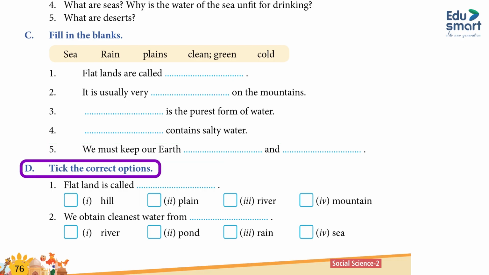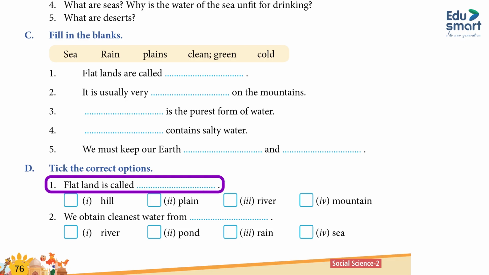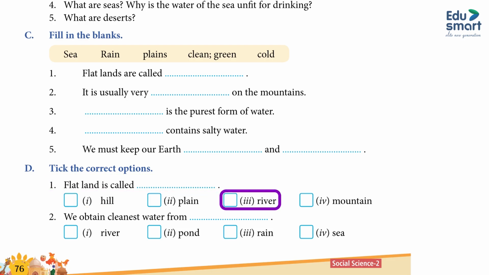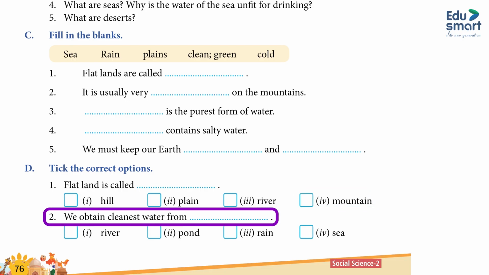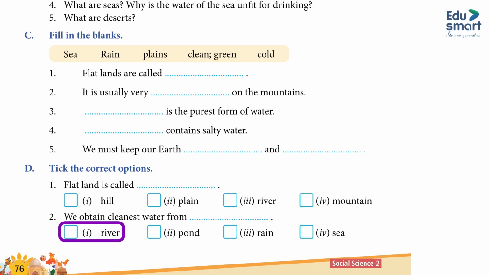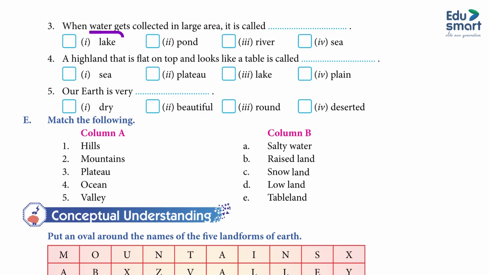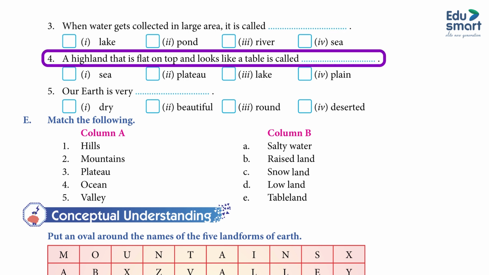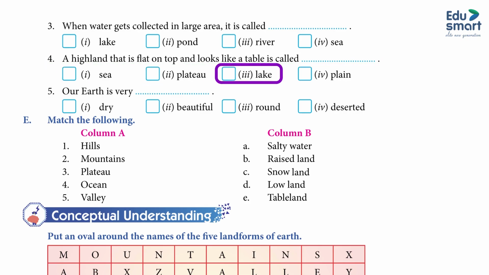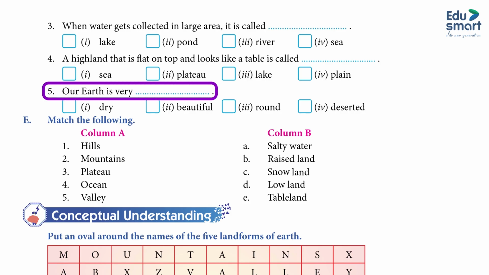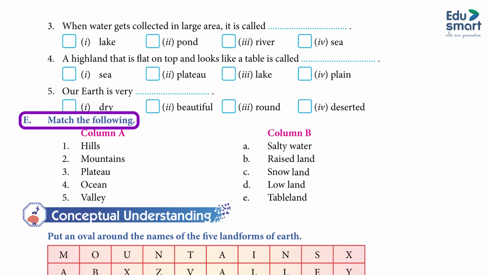D. Tick the correct options. 1. Flat land is called dash. Hill, plain, river, mountain. 2. We obtain cleanest water from dash. River, pond, rain, sea. 3. When the water gets collected in a large area, it is called dash. Lake, pond, river, sea. 4. A highland that is flat on top and looks like a table is called dash. Sea, plateau, lake, plain. 5. Our Earth is very dash. Dry, beautiful, round, deserted.